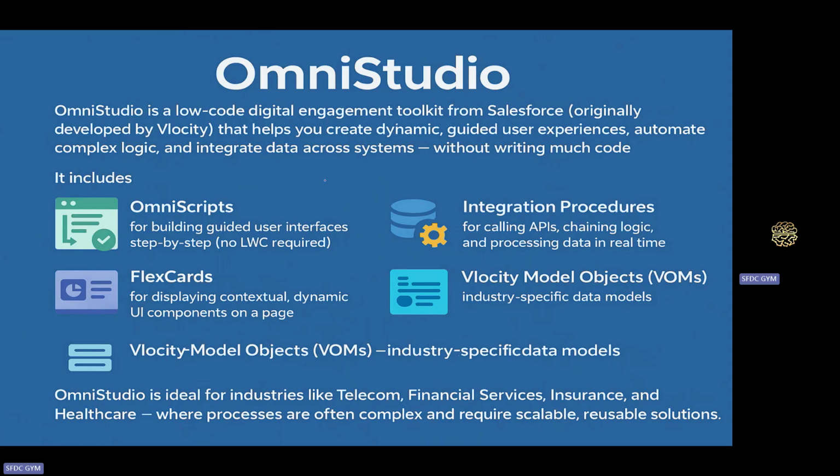Now we understood what is the use of OmniStudio, right? Now let's try to understand how OmniStudio actually works. To understand how it works, we need to understand its components that are used inside OmniStudio. It has a total of four major components. The first component is OmniScript. The second component is Integration Procedure, sometimes we call it IP. The third one is FlexCards. And the fourth one, which is actually optional, is called Vlocity Model Objects, VMOs.